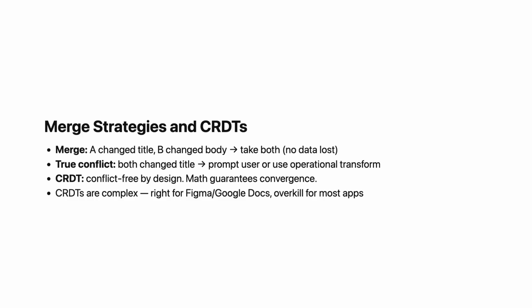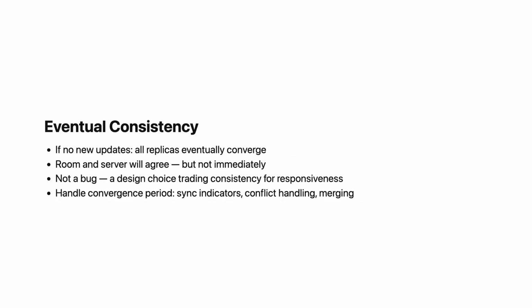But CRDTs are complex to implement correctly, have larger storage requirements, and work only for data structures that can be designed around their constraints. For most Android apps, CRDTs are overkill. They are the right choice for collaborative tools like Figma or real-time shared documents, not for a typical CRUD application.